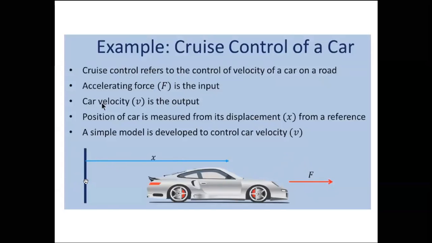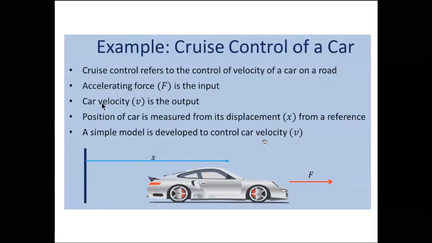Let us say we take home as a reference, and the car is moving. Now the car is at some position, and I am taking that as a displacement. In this diagram, we have a physical system called a car, where the input is the force and the output is a displacement, or I am even interested in measuring the velocity.